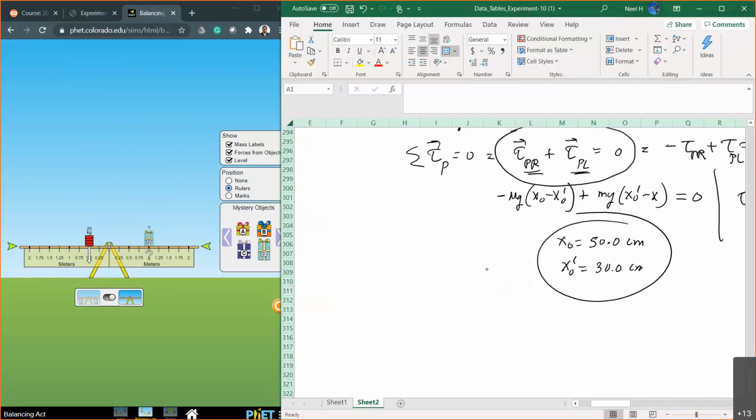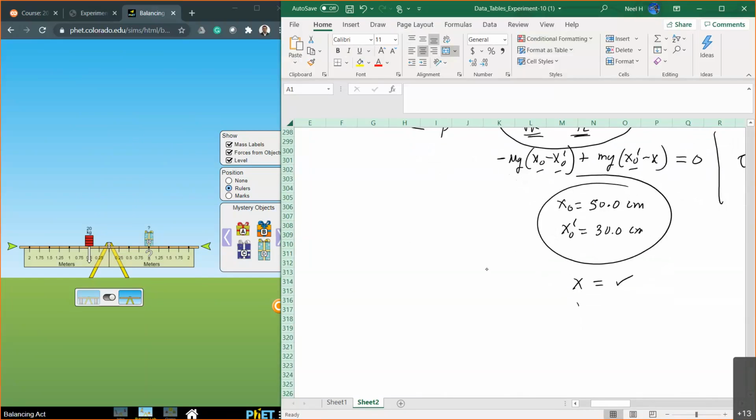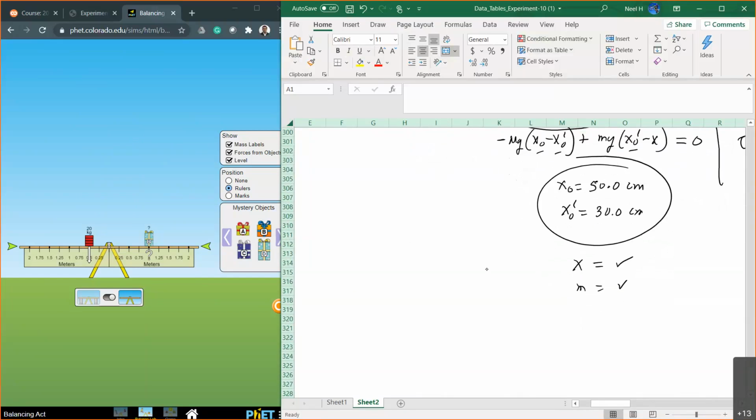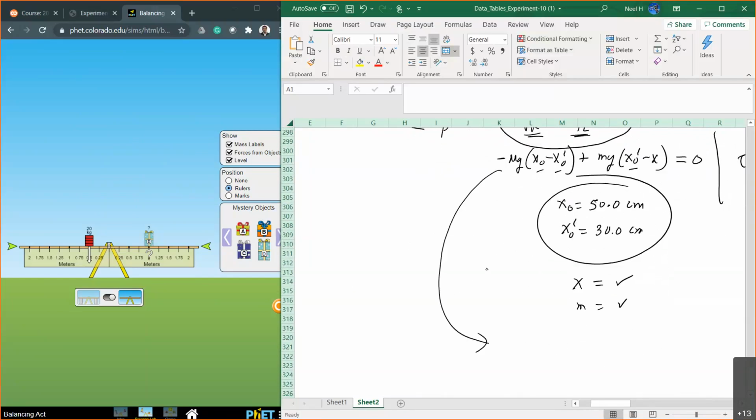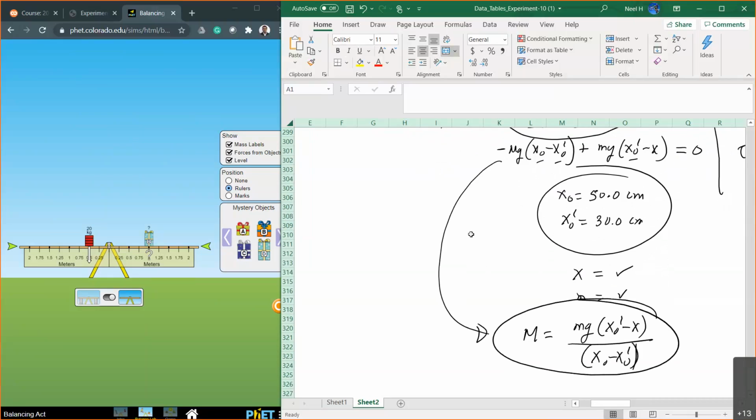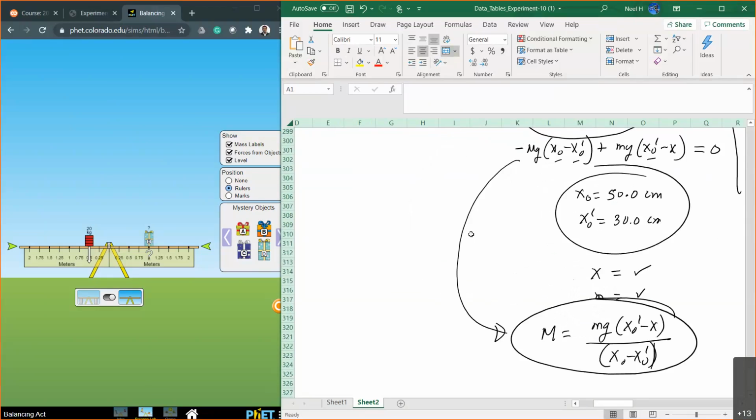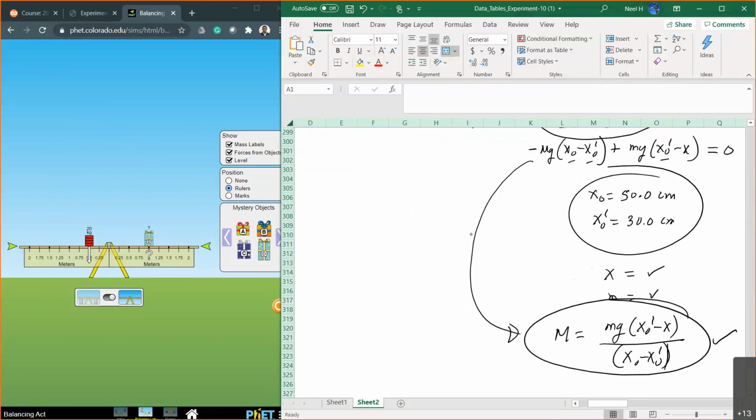So I know those two, this and this, and the x is now the new value after it balances, right? By knowing all of this, and the amount of mass we know to balance it, by using this equation I can calculate the mass of the meter ruler: it is simply mg times (x0 prime minus x) over (x0 minus x0 prime). All of the numbers we know, so I can calculate it very easily. That's the plan. Now, if I do this one time, that's fine.